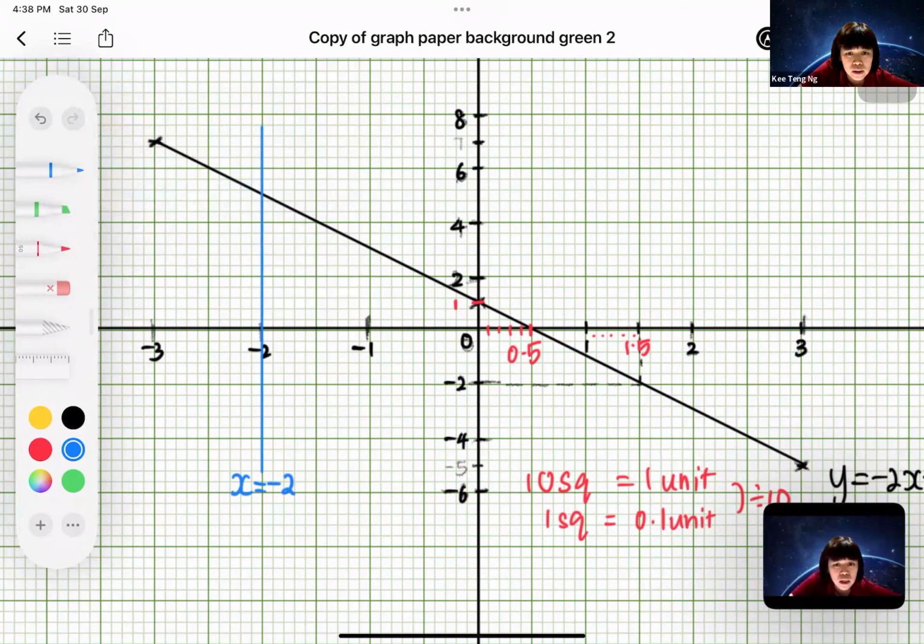Then there's one more just now. What is the other value? Y equals to what number? Is it y equals to -1?